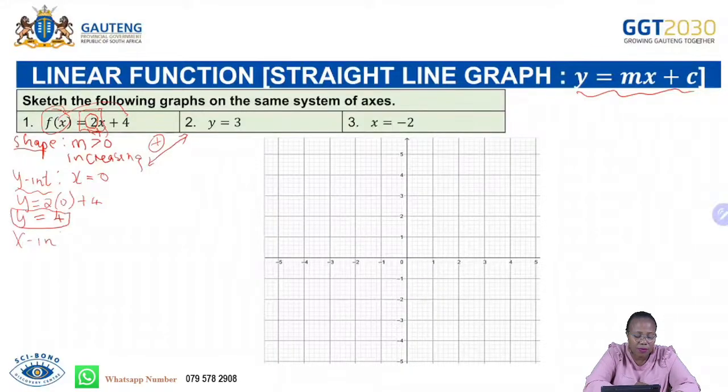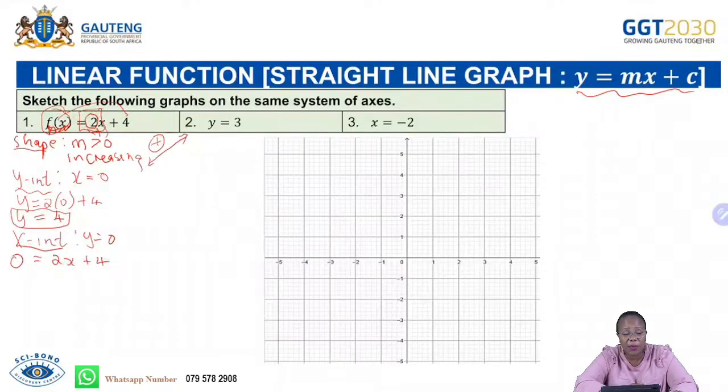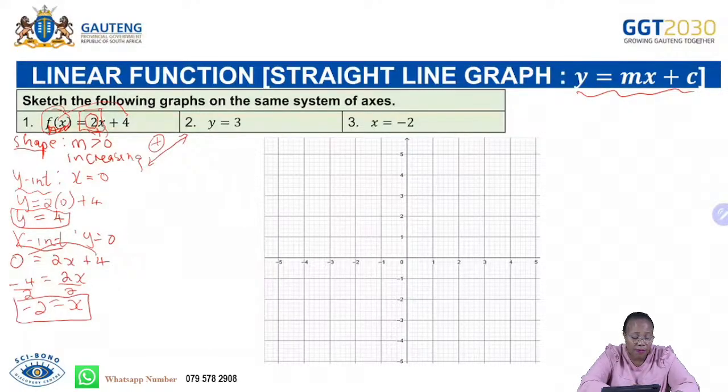For the x-intercept, you let y equal to 0. If we let our y equal to 0, then we put 0 this side, and we are left with 2x plus 4 on the right-hand side. You bring it down as it is, and then we transpose 4 to the left-hand side. It will be minus 4. We leave 2x, divided by 2 on both sides. Then x will be equal to what? Grade 12, negative 4 divided by 2 is negative 2. Then you have your intercepts: y equal to 4 and x equal to minus 2.